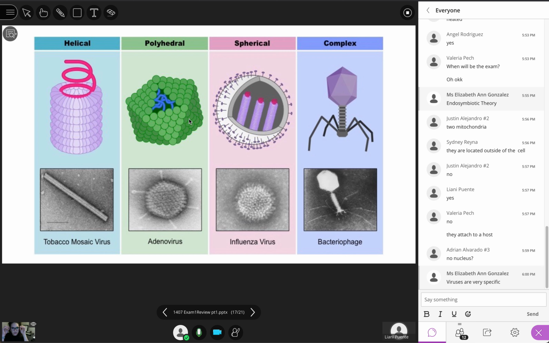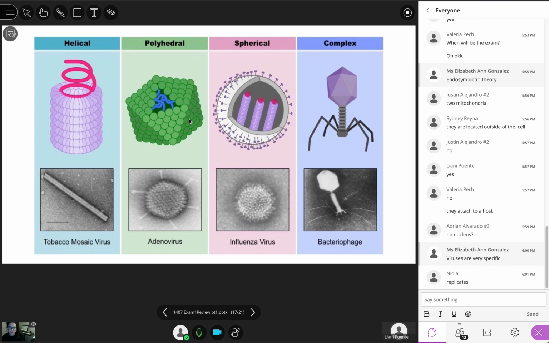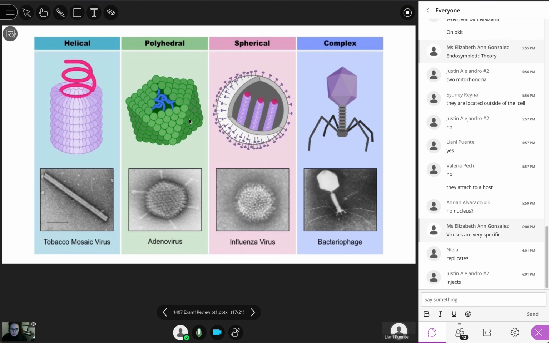And so does anybody know what a virus does? Like, what does it do once it attaches to a host cell? It's not living, so then what do you think it's doing? Okay, good. So what it does is it transfers its DNA or RNA, could be RNA or DNA, like the COVID-19 one is RNA. So it could be transferring its DNA or its RNA to the host cell.